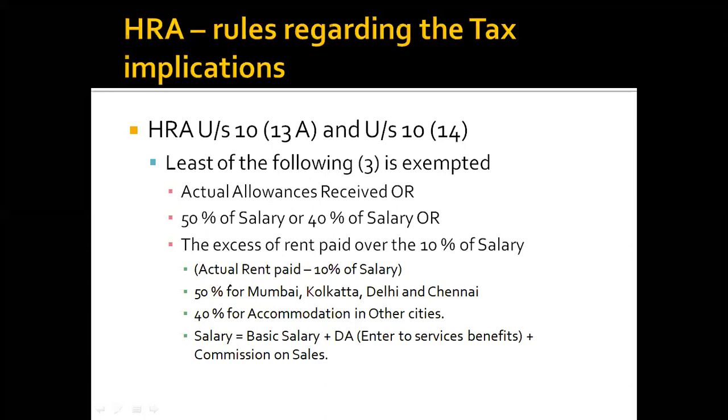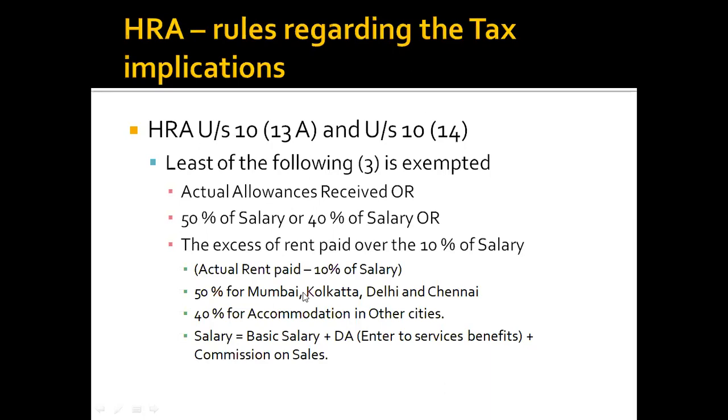And the third category is the excess of rent paid over 10% of salary. What does it mean? Actual rent paid minus 10% of salary. This is simple: you deduct the 10% of salary from the rent paid.